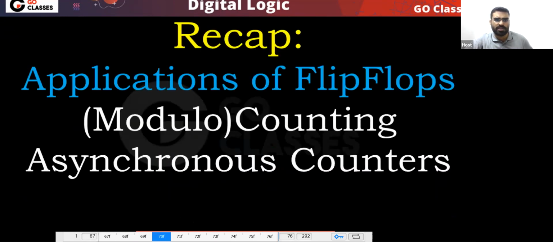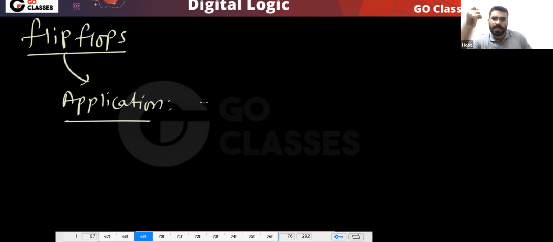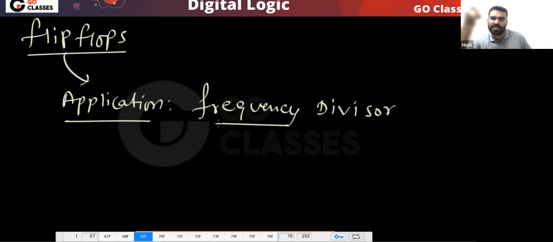We have already seen all these concepts. So we have seen that a flip-flop can be used as a frequency divider. Is there any other application? We have seen this application of the flip-flop as a frequency divider. If you want to divide frequency by any power of 2, you can do that. Okay. Next, so frequency divider.